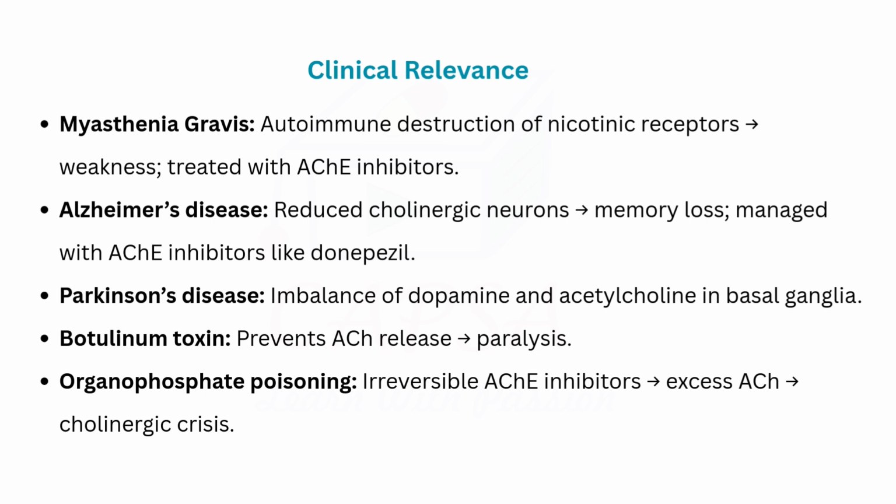Now let's look at some important clinical conditions related to acetylcholine. So the first one is Myasthenia gravis. This is an autoimmune disorder where the body produces antibodies that destroy the nicotinic receptors at the neuromuscular junction. Because of this, acetylcholine released from the nerve cannot effectively stimulate the muscle, leading to weakness and fatigue. The treatment involves acetylcholinesterase inhibitors such as neostigmine, which increase the amount of acetylcholine available and improve the muscle strength.